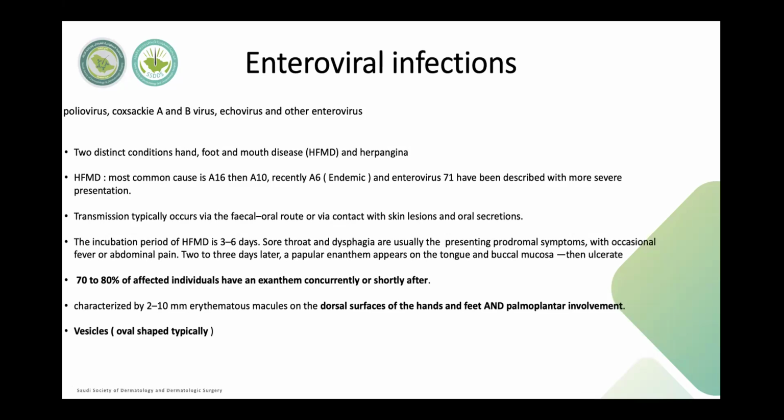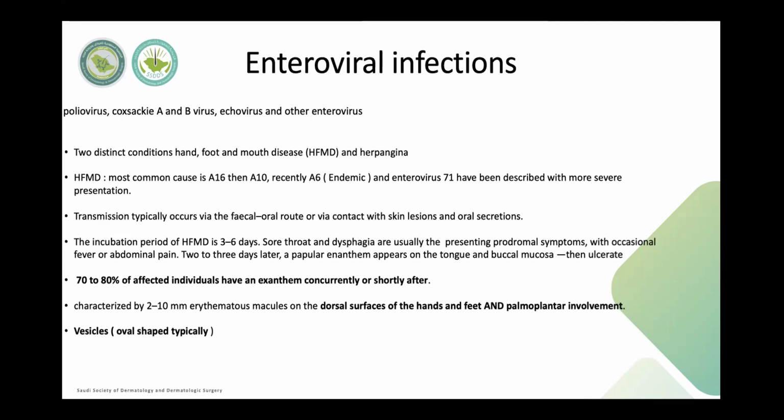Usually it comes in seasons. The most common causes are A16 and A10, and that's what usually causes the classical HFMD, but there is also recent association with A6 and E71. We'll talk about these because they are very important. Transmission, like enterovirus, is usually fecal-oral or contact with the lesions. Incubation is usually a few days, and then the symptoms start with the mouth: sore throat, dysphagia, because they have lesions in the mouth that later progress to ulceration.